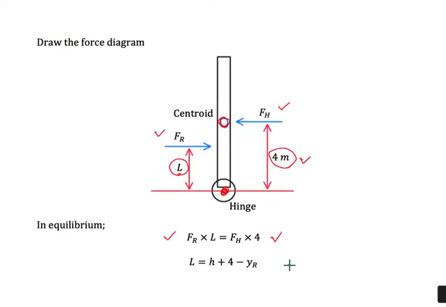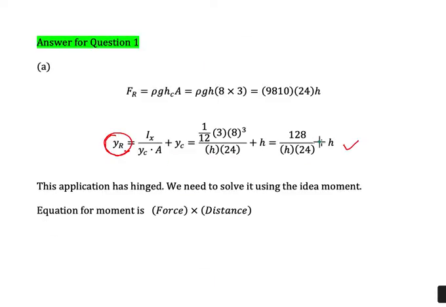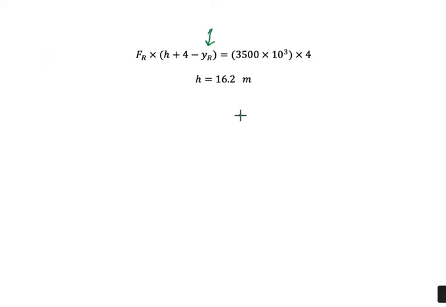And then I simplified the calculation, so later on you will study it on your own. The value of L here can be written as H plus 4 minus YR. So what we need to do is substitute this value into this one, and then substitute the value of YR here with the value that we get in this calculation. And then we could calculate the value of H is equal to 16.2 meters.